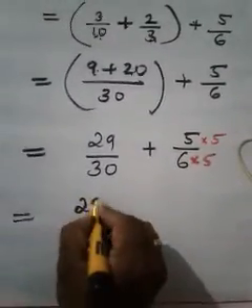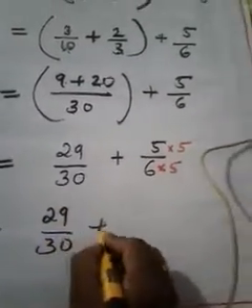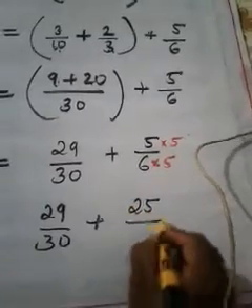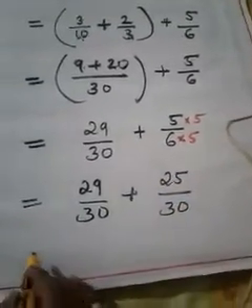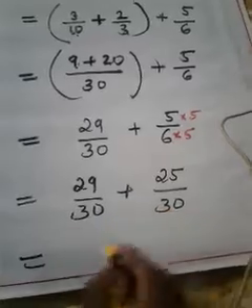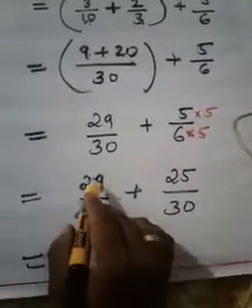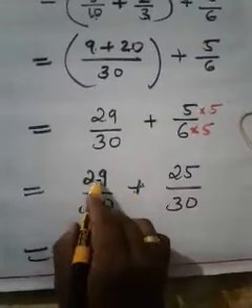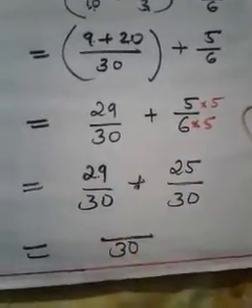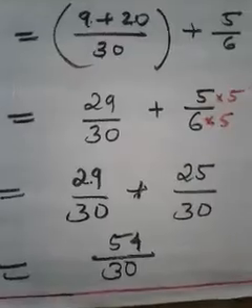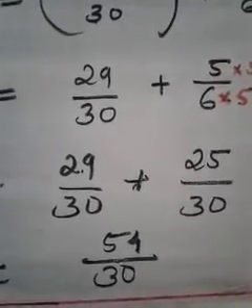So it becomes 29 by 30 plus 25 by 30, isn't it? Now both denominators become the same. So when the denominator becomes the same, just write that and add the numerators. If the operation is addition, then 29 plus 25. What is 29 plus 25? Calculate that. So we got the answer as 54 by 30.